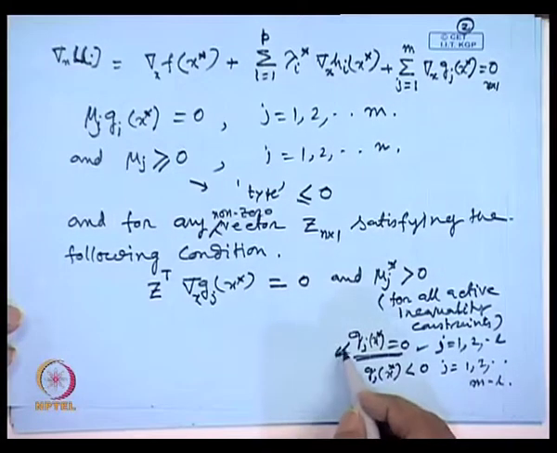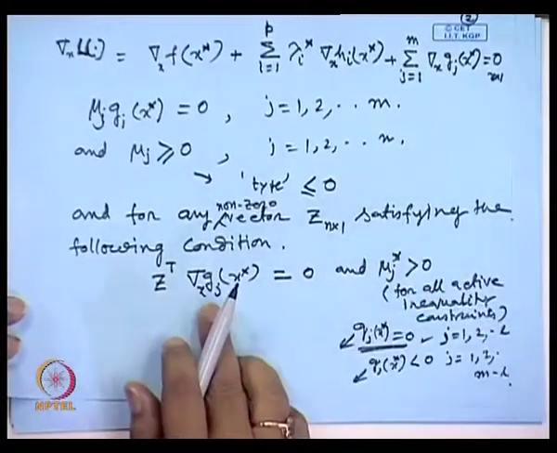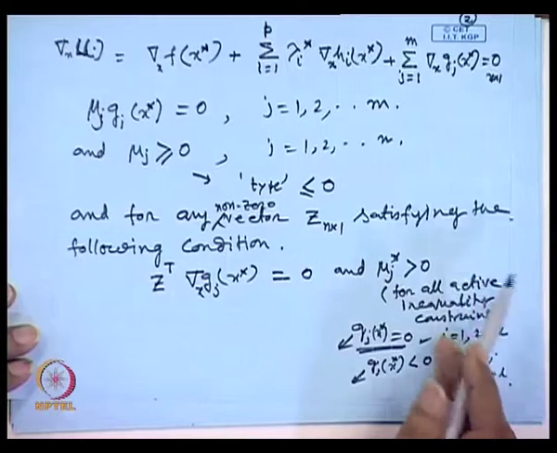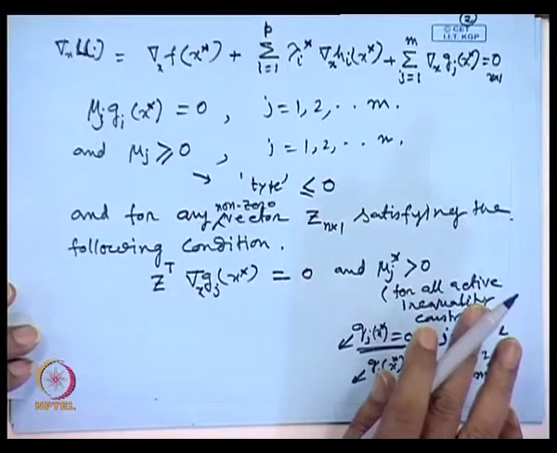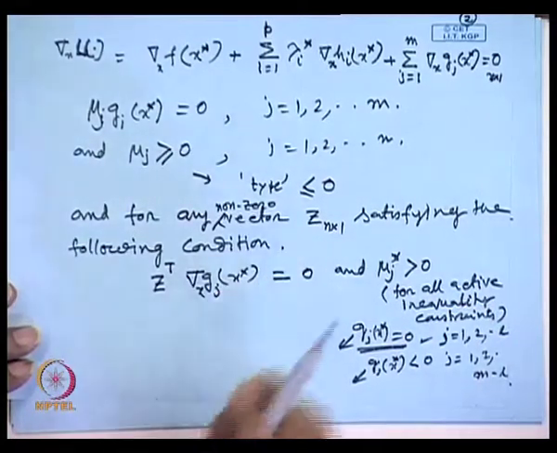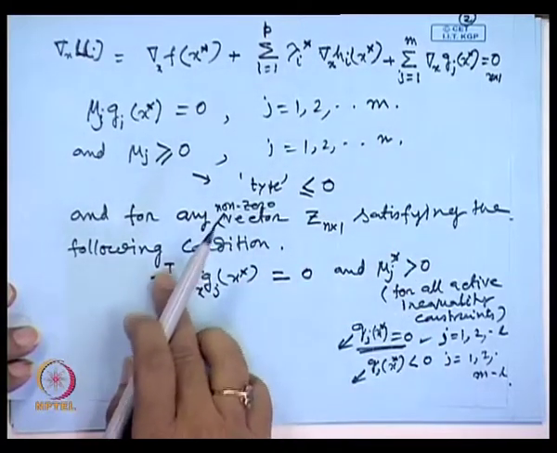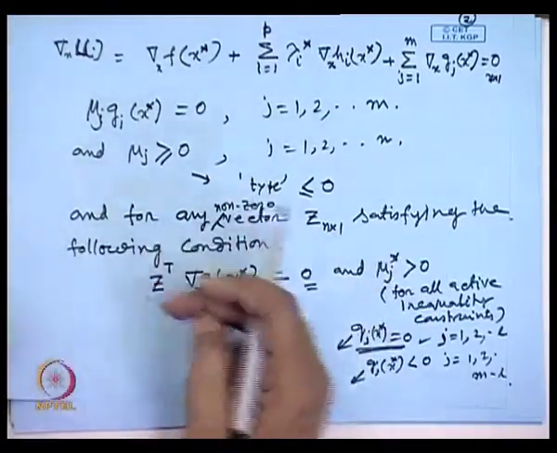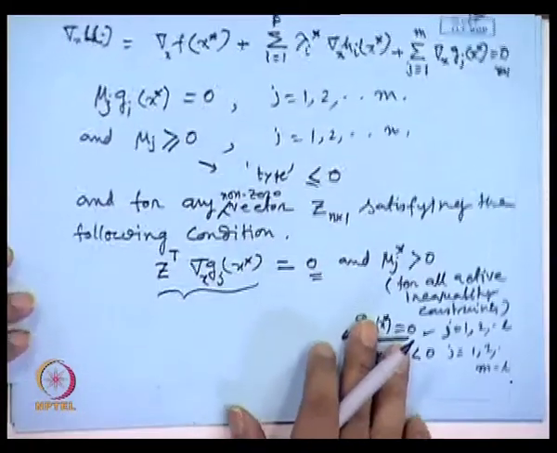These are called the active equality constraints, and these are called the inactive equality constraints. So this condition must be there. Naturally, when this is greater than 0, then g_j is your active constraint, and the gradient of that at the point x star, multiplied by the transpose of this vector, must be equal to 0, because one is tangent and the other is perpendicular to it. So this orthogonality condition must be satisfied.